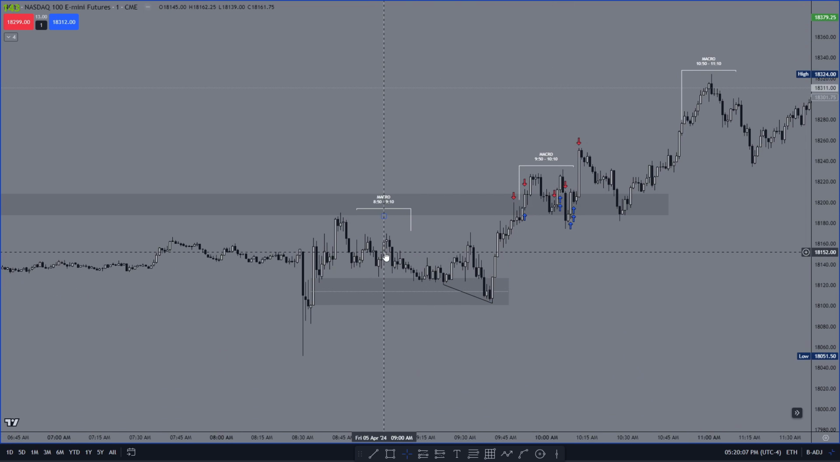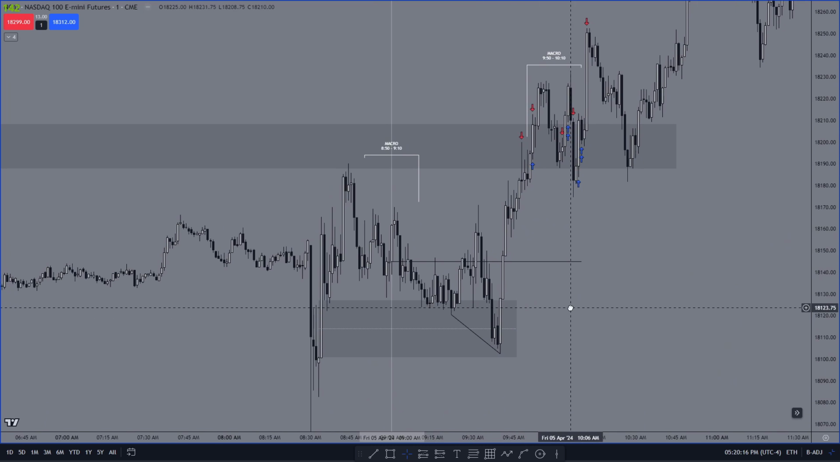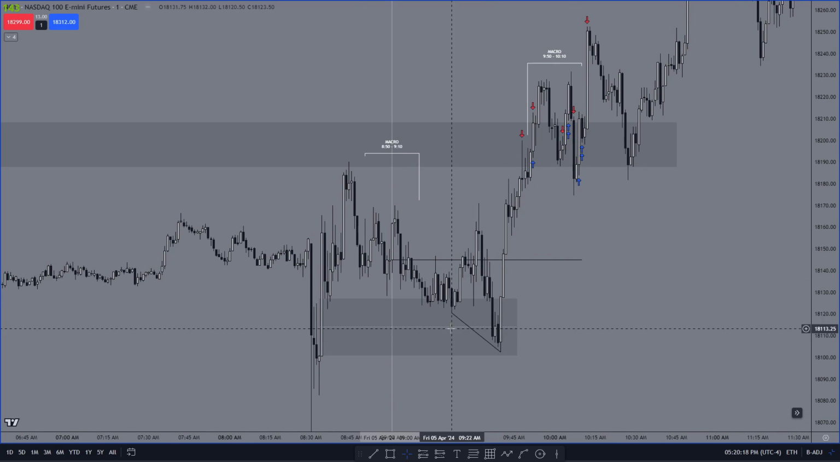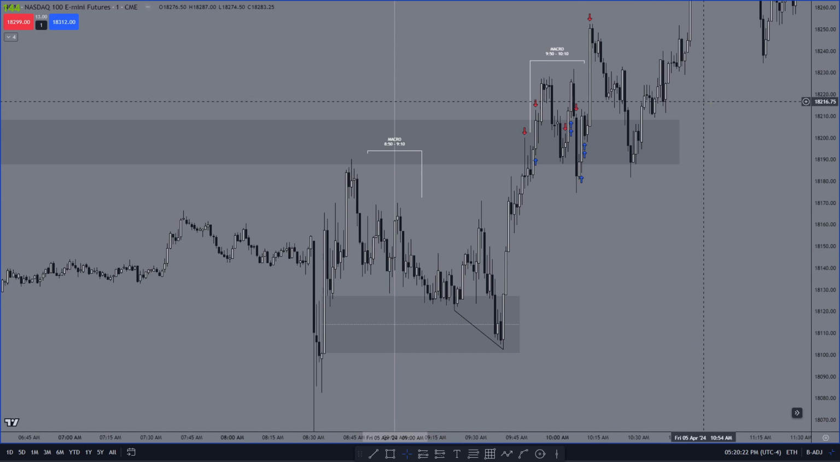If we were to mark what? 9 o'clock's open. Where are we? Below the open. So that's how I trade it. I'm going to trade, we're below the open, right? Into a key level, sweeping the low, into discount of the range. That's enough for me to buy.